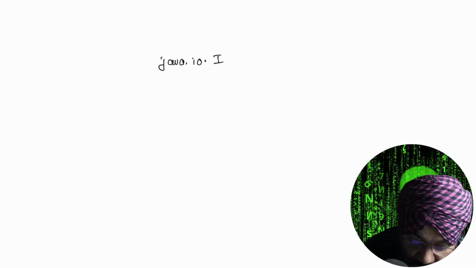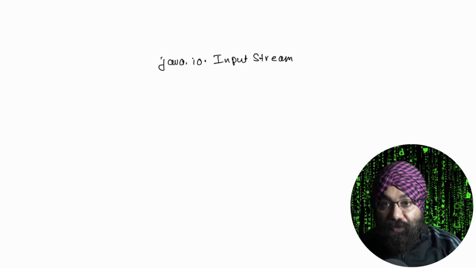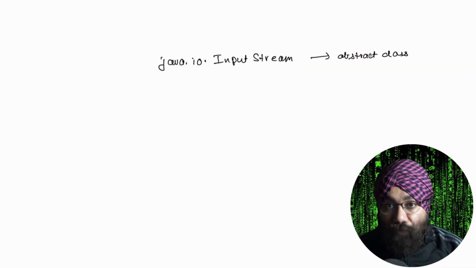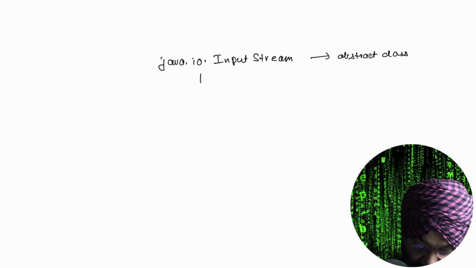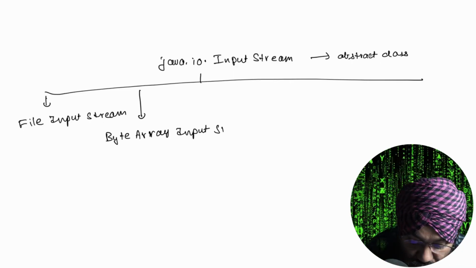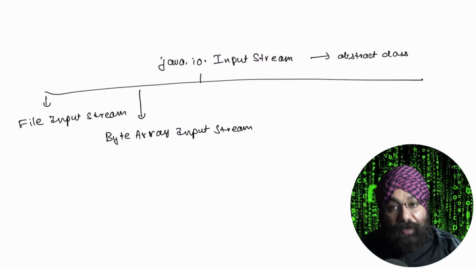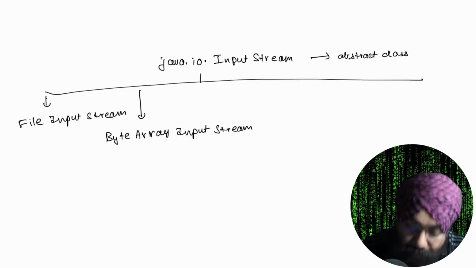Input stream is present in the java.io package, java.io.InputStream. Using this you can read from various different kinds of sources, but this is an abstract class. So depending upon where you want to read the data from, there are many implementations available. For example, we have FileInputStream, then we have ByteArrayInputStream. If you want to read from a byte array, this data is already held in memory, but if you want to read it back as an input source, then you can use ByteArrayInputStream.